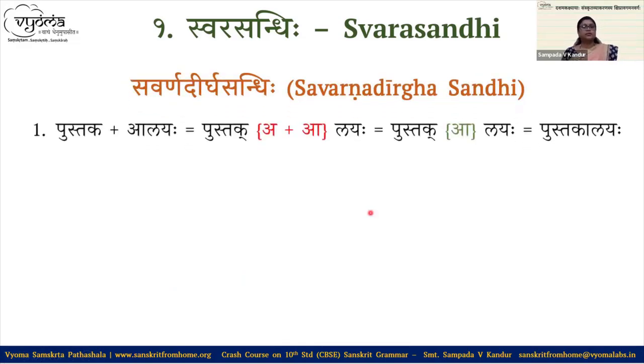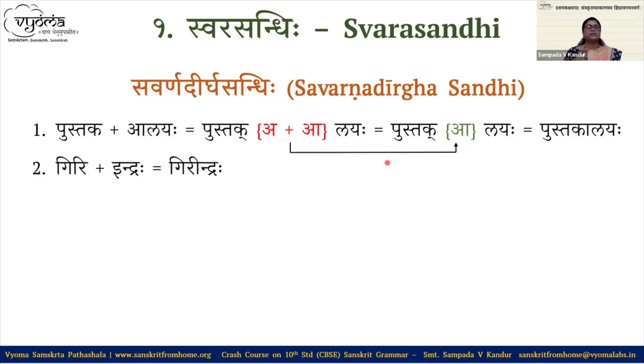Now see here. Pustaka plus alayah. So what is the end swara of pustaka? It is a. Alayah starts with a. Now a plus a, what is the answer? Aa is the answer. So pustak plus a plus layah is Pustakalayah. Okay, understood how it happens?